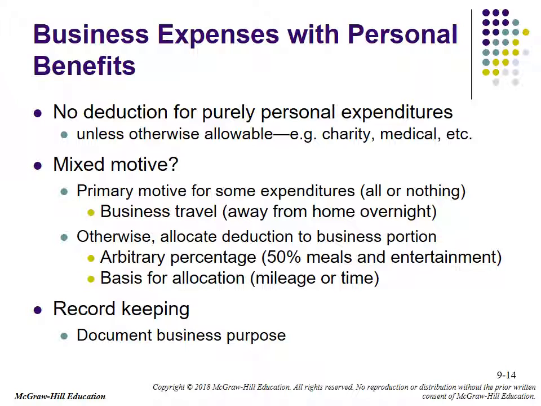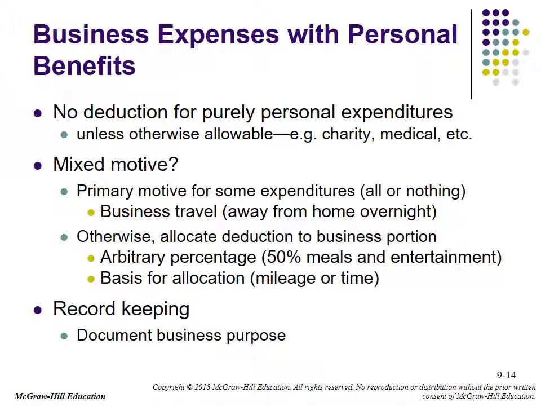Now, business expenses with personal benefits. There's no deduction for purely personal expenditures. Here's what we're talking about. Let's say your business decides to donate to charity. That's awesome. But that's considered that the owner withdrew the money and paid that to charity. So the owner would put that as a charitable deduction on their Schedule A, the itemized area. Same with medical, or if they gave a gift. So the owner is looked at as withdrawing the money and then making that a personal expenditure. These are not deductible on the Schedule C, but may be deductible as personal items elsewhere on the tax return.